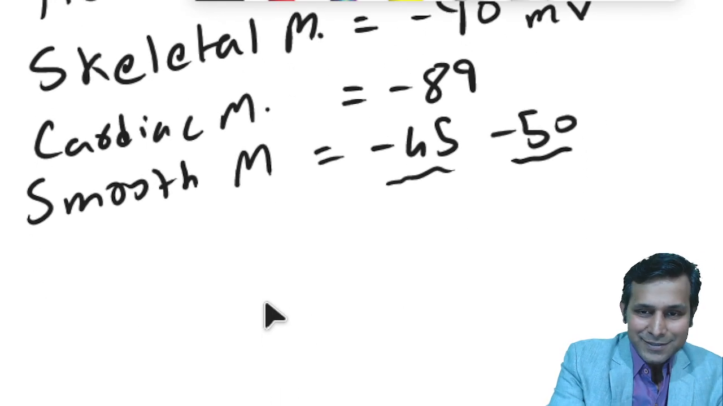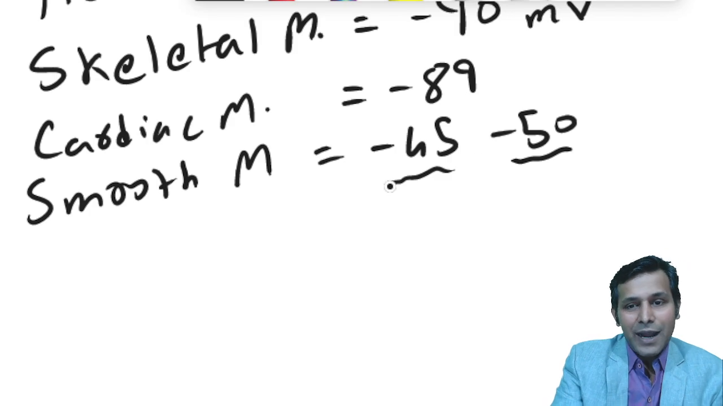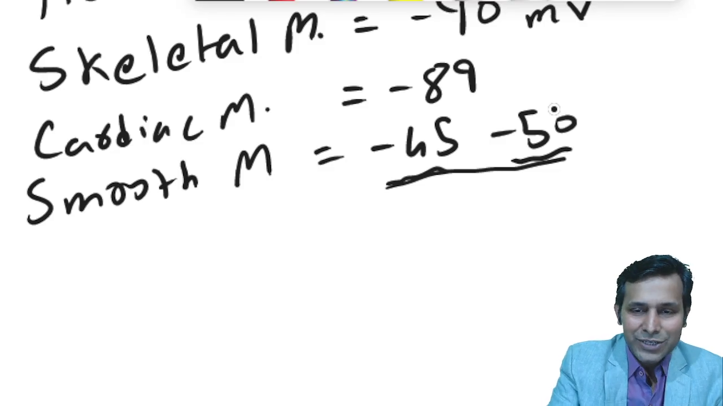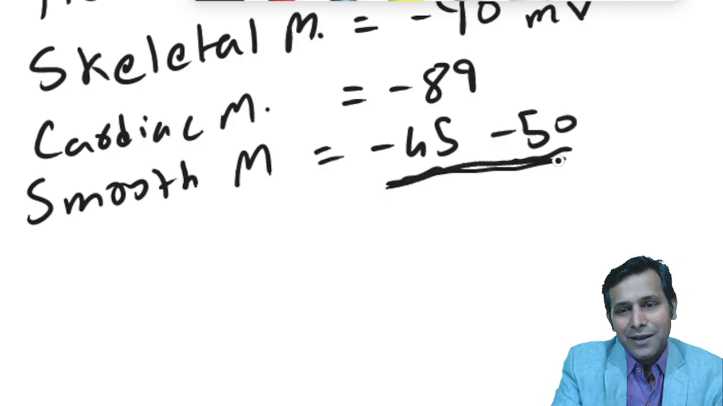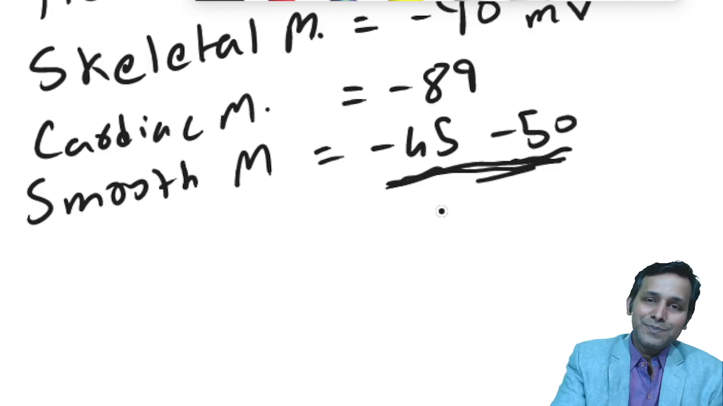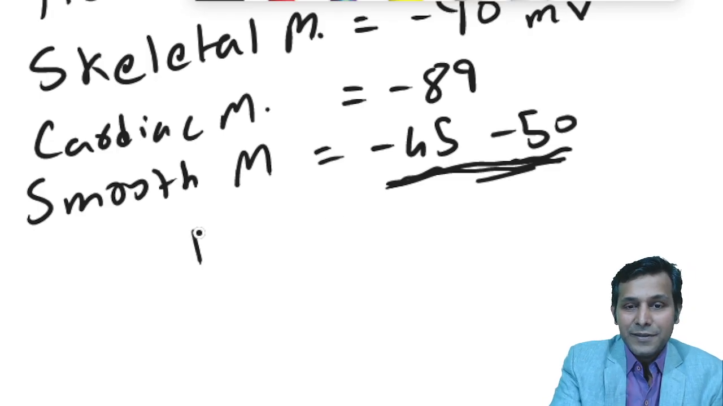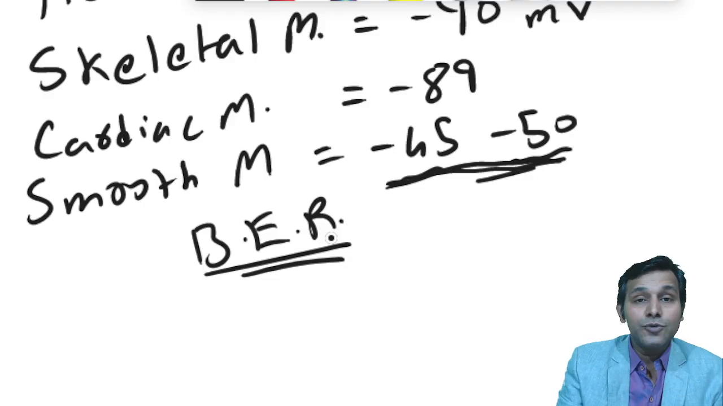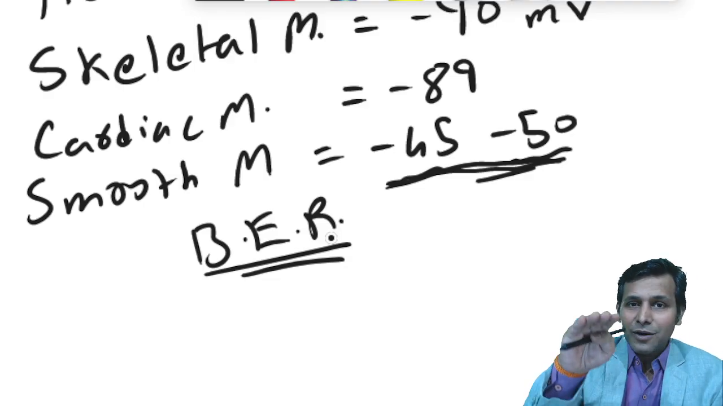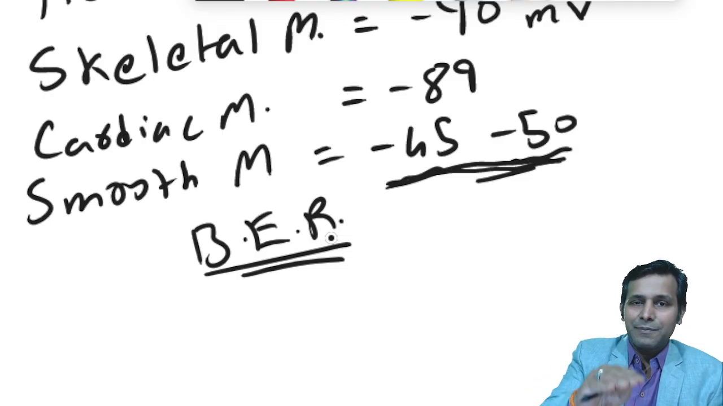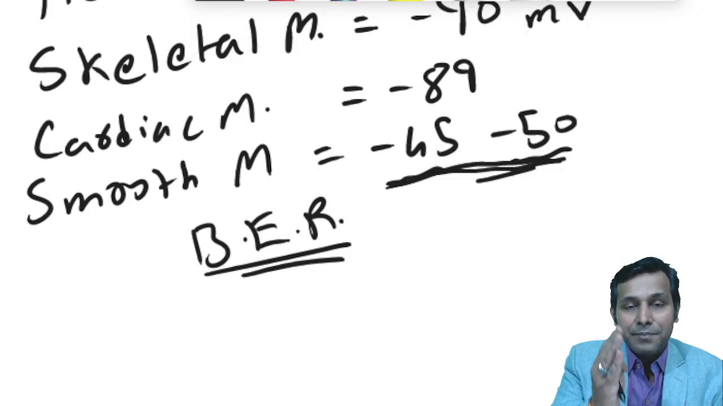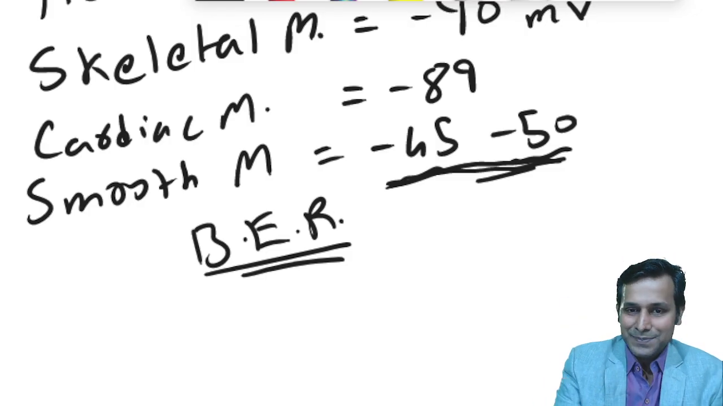Only in this case, remember, for smooth muscle cell, the RMP is not fixed. It is quite changing, minus 45 to minus 50 millivolt. And hence it is also called basal electrical rhythm. BER means even at rest, the smooth muscles maintain a rhythm of RMP, that is a changing RMP of minus 45 to minus 50, and hence it is called the basal electrical rhythm.